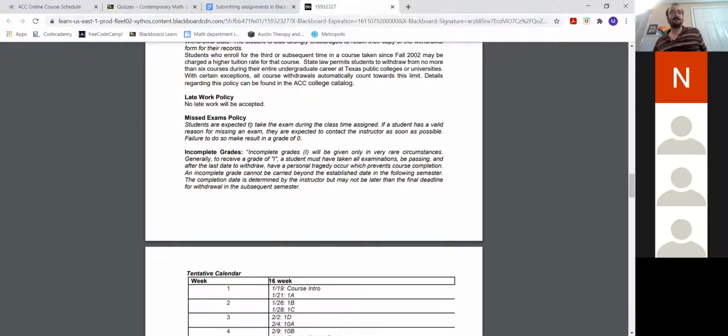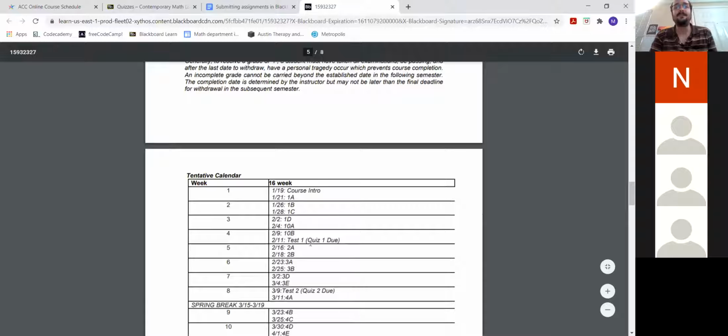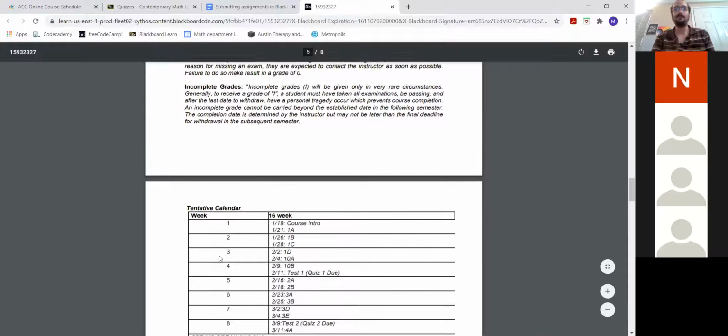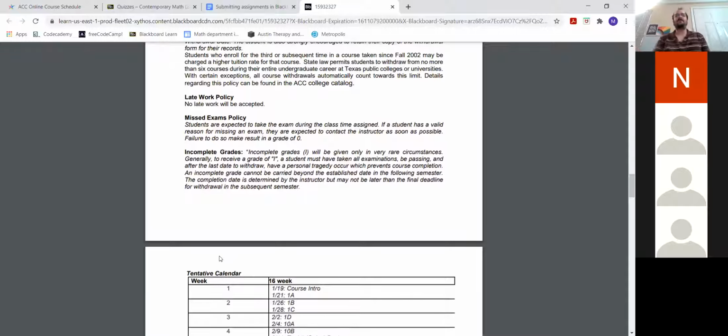Missed exams. So the thing about missed exams is you're expected to be here when we take the exam. We're going to do it through Respondus. You're expected to go into Respondus on your own and take the exam on the day that the exam is scheduled. And so there were instructions about Respondus, but I'll give you a little bit of a rundown on Respondus.